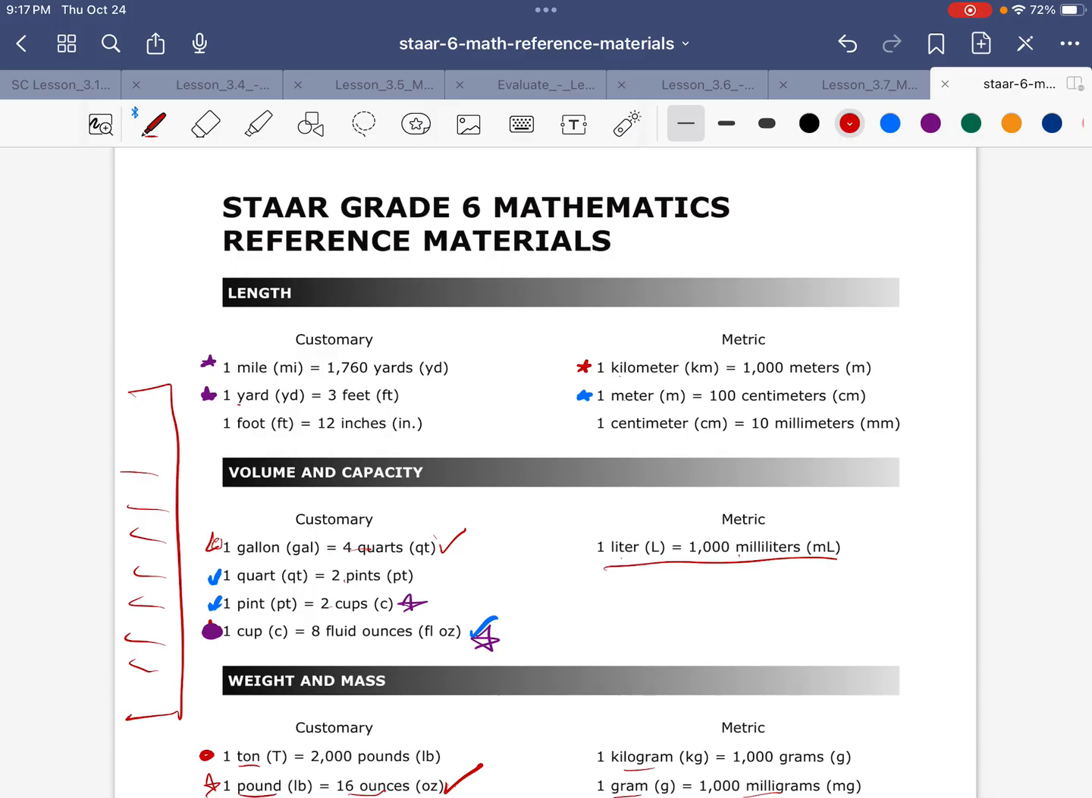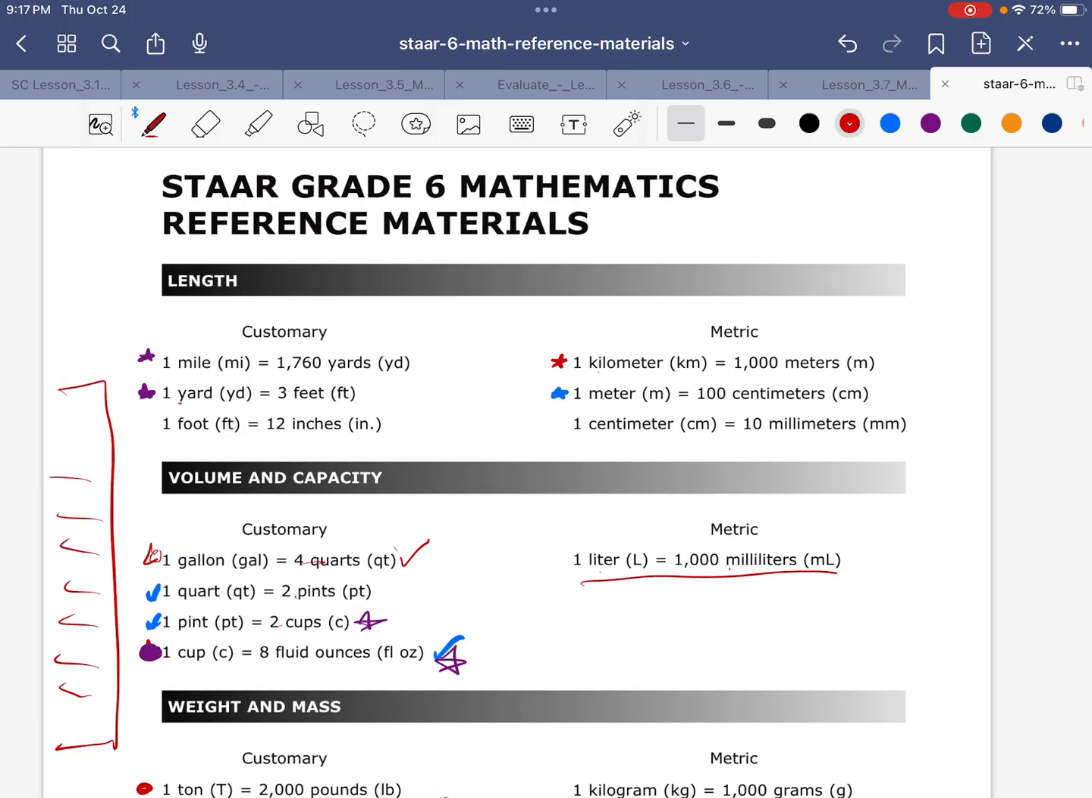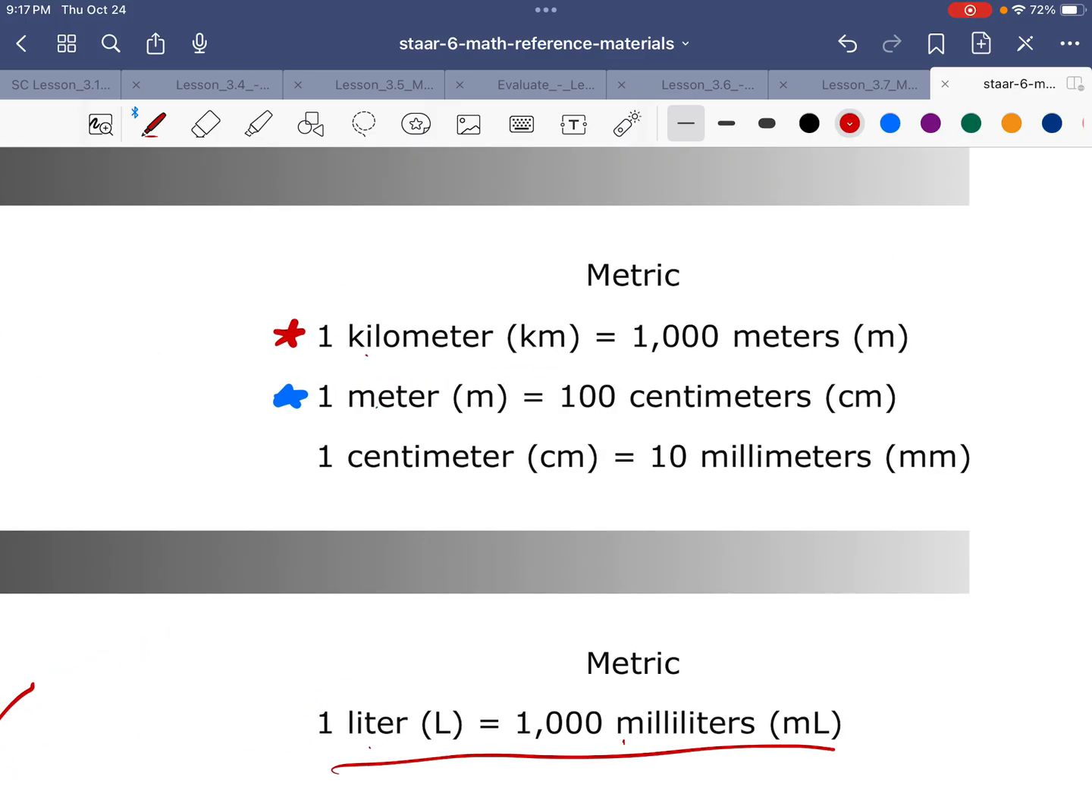We don't have a meters to millimeters. You have meters to centimeters, and then you have centimeters to millimeters. Okay.